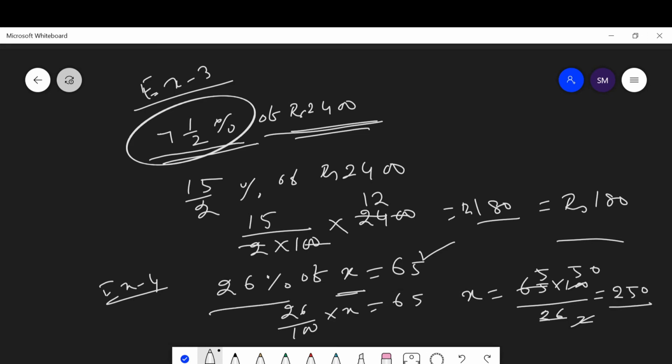Whose 26% is 65. You don't know what is the number. Here the question says, 26% of a given number is 65, find the number. Let the number be x, whose 26% is equal to 65. 26% of x equals 65. Then you find the value of x is 250. Here let us solve some more questions.